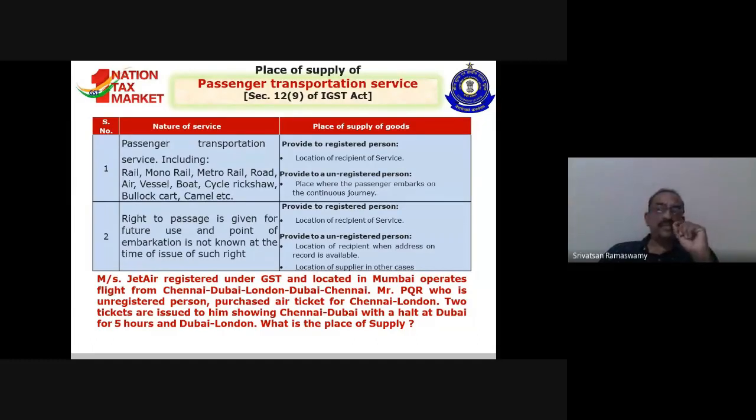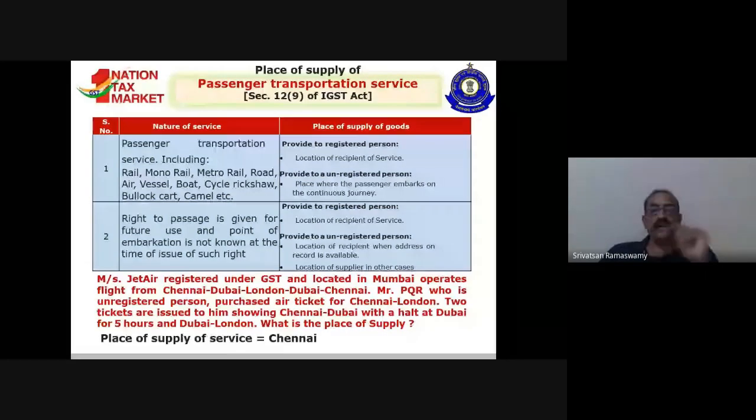Place of supply, if it is a registered person, is the location of the recipient of service. If it is an unregistered person, it is the place where the passenger embarks on a continuous journey, where he takes the flight. So here, Jet Airways is registered, whereas PQR is an unregistered person, which means that it is the place at which he actually embarks on this continuous journey, and therefore the place of supply is Chennai. If PQR is a registered person and his location is registered in Mumbai, then the location is the recipient of service. So I think I have answered the question which was asked. Anyway, if you want, I will come to that again.